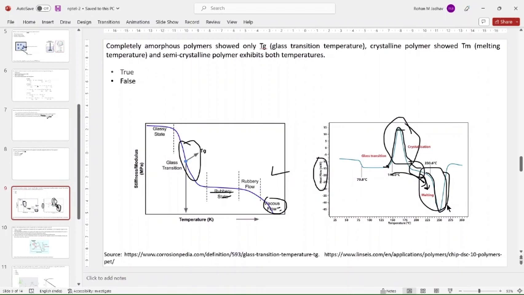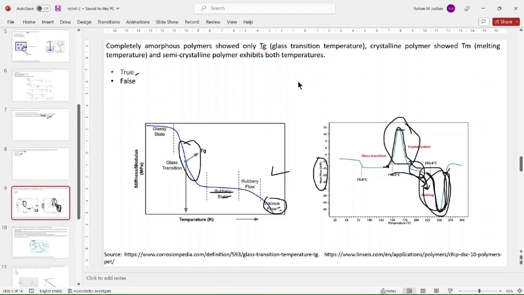Why? Because completely amorphous polymers show only Tg because they are already amorphous. It means that their chains are not organized properly. So they will only show this glass transition state, and then since they never form crystalline nature, they won't show crystallization temperature. They will just show a small bump here, and then they will fall into a melting zone. Then next we have crystalline polymer, which shows melting temperature and also crystallization temperature, since its chains are correctly set into a crystalline pattern.